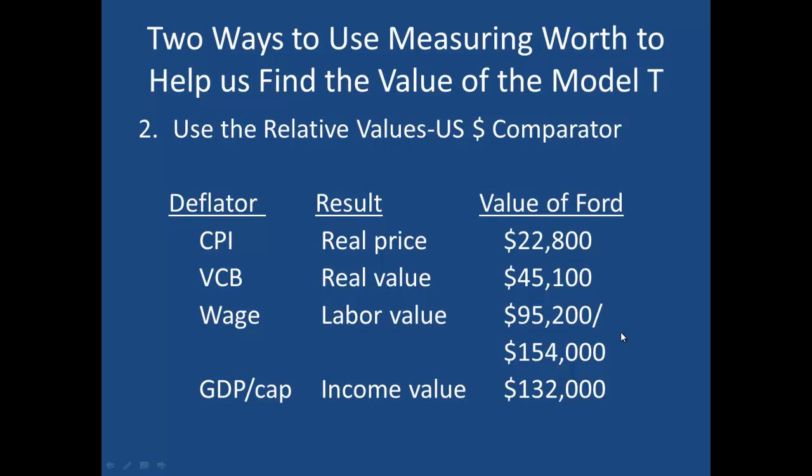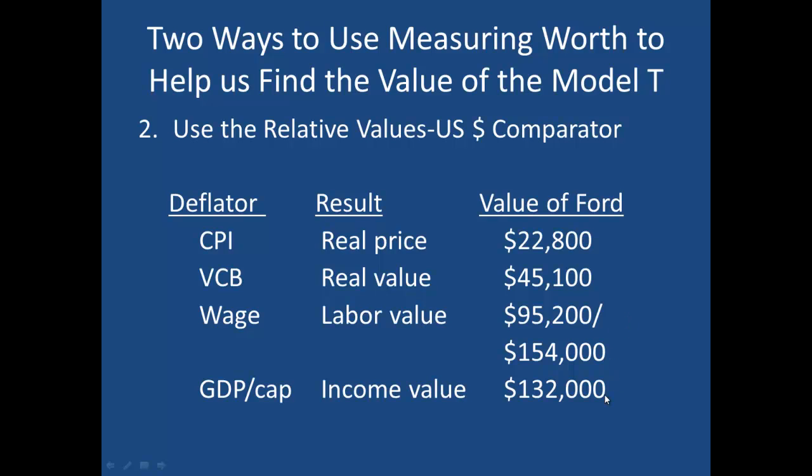You can think of it this way. In 1909, $850 represented about 2 years' wages for a production worker. Given the growth in unskilled and production worker wages over time, that 2 years' wages now would be about $95,200 or $154,000. So this is today's equivalent of about 2 years' wages.